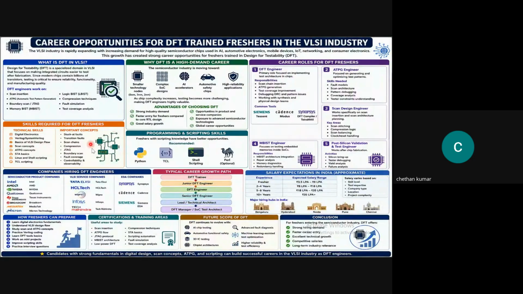Yeah, the skill set required, I have already mentioned a lot of things. I have spoken about this. These are the things which we need to have.